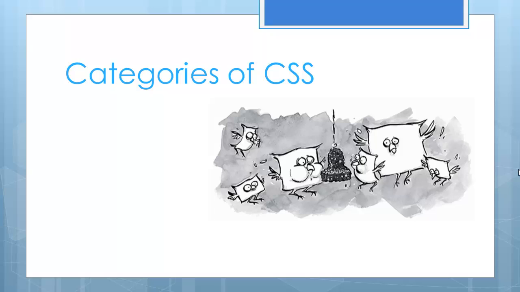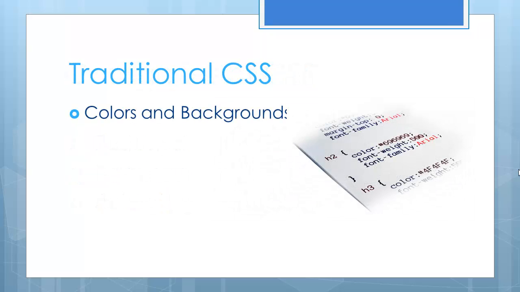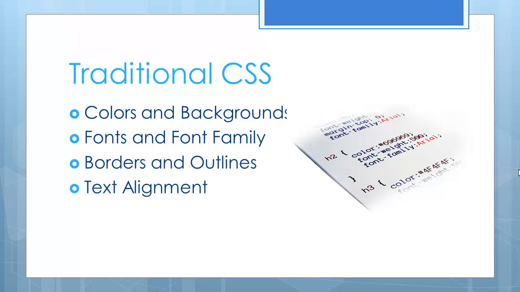The easiest way to think of or learn CSS is to split it up into 4 categories: traditional CSS, positional CSS, transform CSS, and CSS animations. Traditional CSS consists of colors and backgrounds, fonts and font family, borders and outlines, text alignment. You may see here that all these could be done with HTML attributes, and you are 100% correct. The only thing in traditional CSS that you can't do with HTML attributes is link styles.